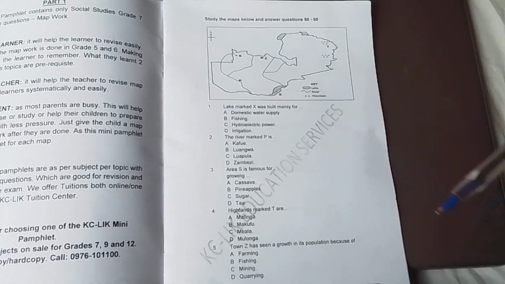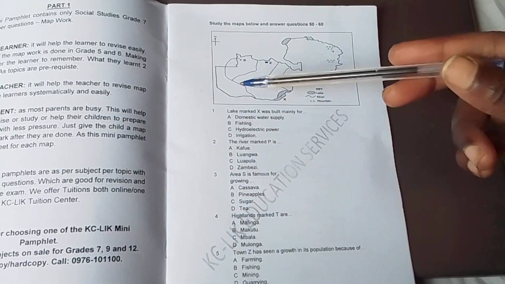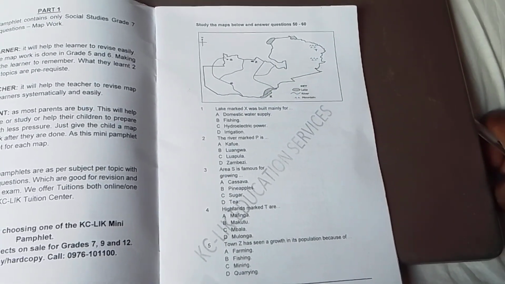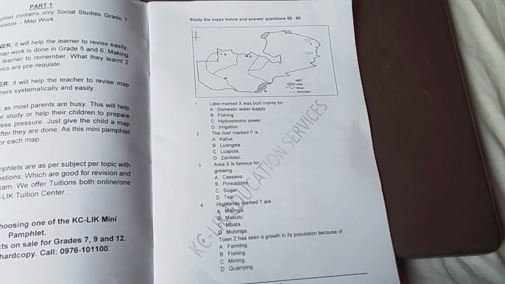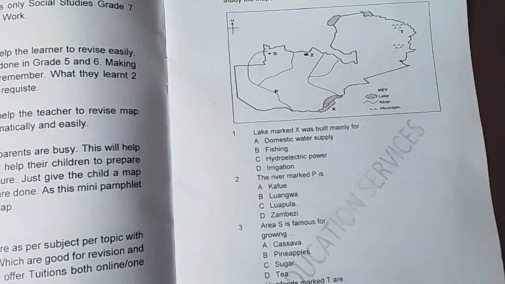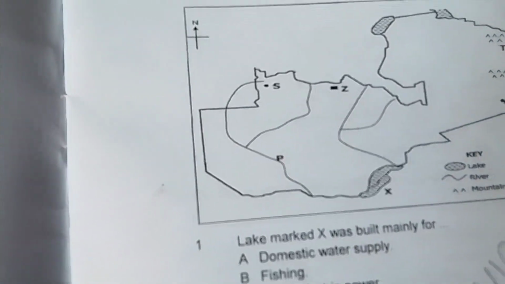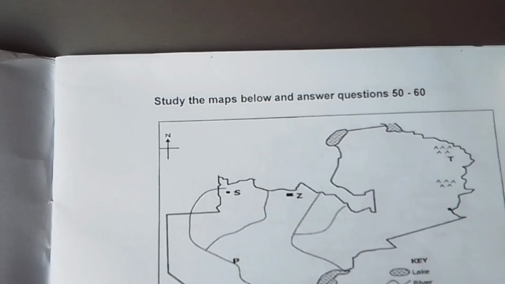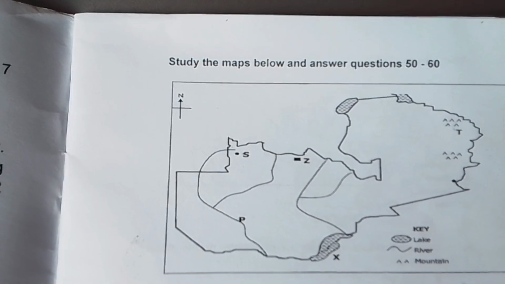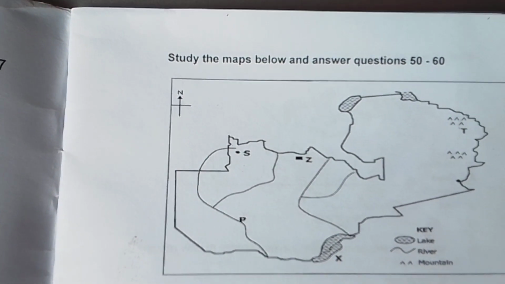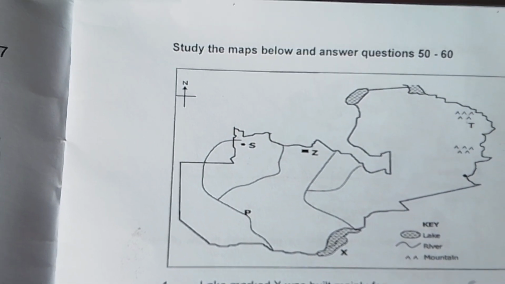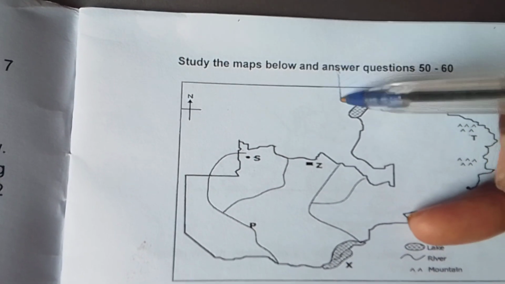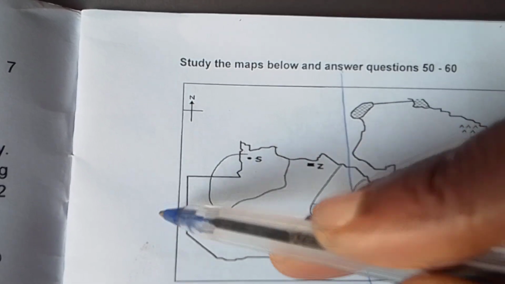Now, how did I know that this is Copper Belt and this is Northwestern province? This is what I'm going to talk about with you, the map of Zambia. So I'm going to take you straight to the map of Zambia. This map of Zambia has been divided using the compass, and that's how they came about with this map. They used the compass, so I'm going to demarcate this using the compass.